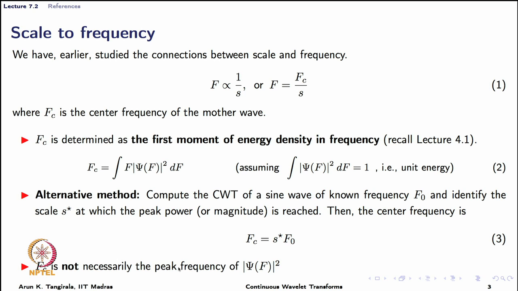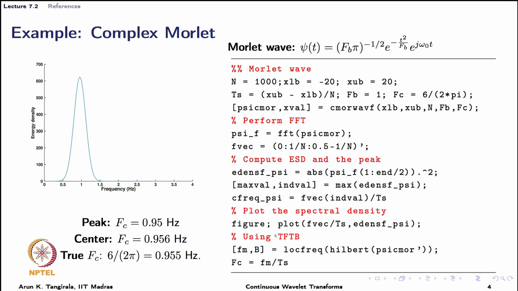However, in some special cases, the peak frequency of the energy spectral density and the center frequency coincide, and that is when the energy spectral density of the mother wave is symmetric, as we will see in the examples to come. So, let us begin with the complex Morlet wave, which is widely used in continuous wavelet transform.